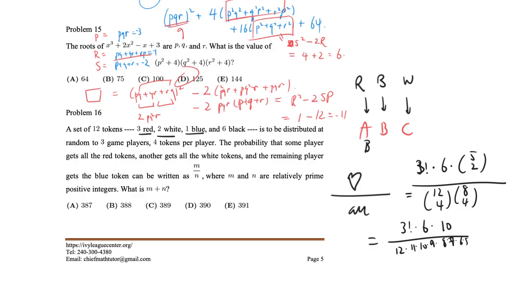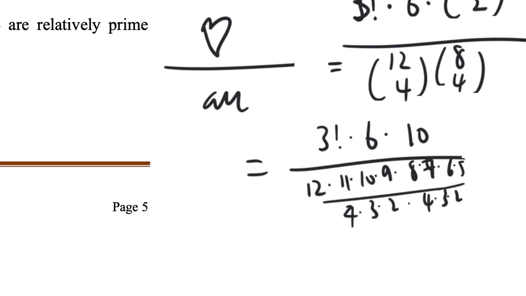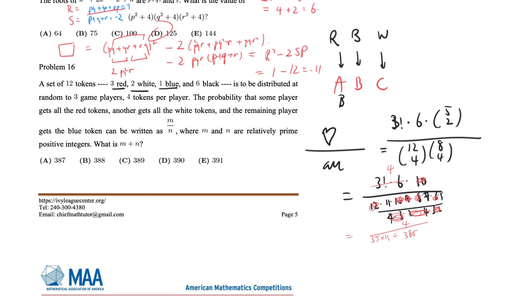7 times 6 times 5 over 4 times 3 times 2 times 4 times 3 times 2, right? So then you can eliminate a bunch of things. So let's see. You can eliminate this, you can eliminate this, and you can eliminate this. And then 10 can be eliminated. Here we have this, you can move a 9 here, and this would give 35 times 11, which is 385, 4 over this. So the answer is 389.